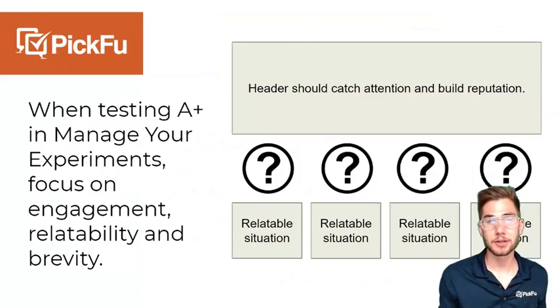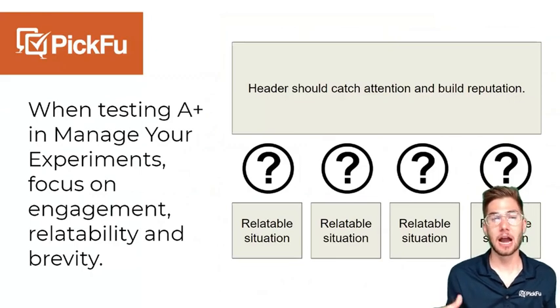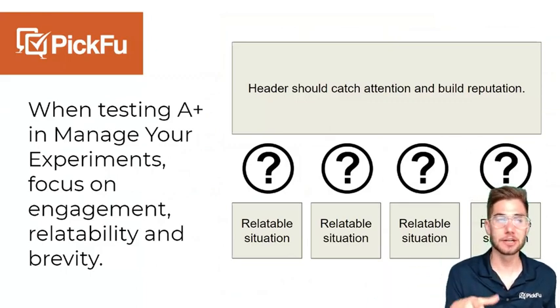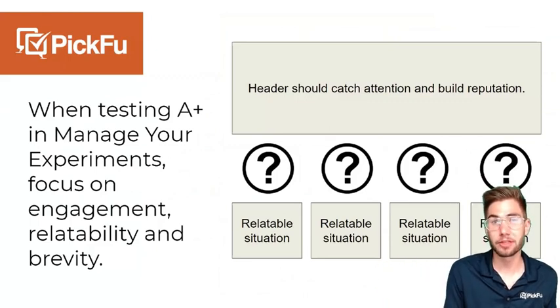And the cool thing is with Manage Your Experiments, you can actually test your different versions of the A+ content. I recommend switching one thing at a time, but try different versions of your header, right? Maybe it's on visual appeal, and then try to test those different relatable situations, whether you're testing the image or the icon. Just play around with that. It's free, it's easy to use, but it does take a lot of time. Those tests take a minimum of 1 month to execute.